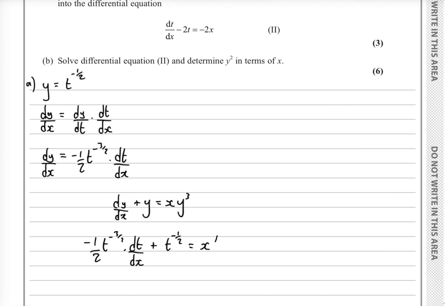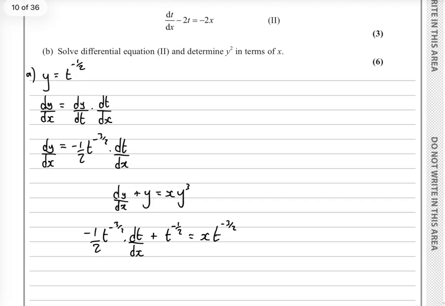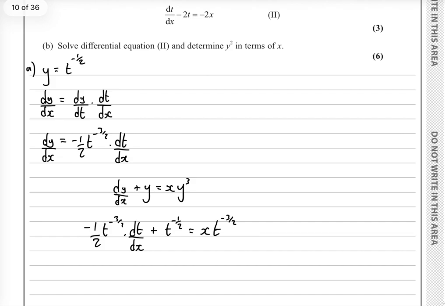And y cubed is t to the minus 3 over 2. Now we can see that the equation given in the question at the top of the screen there, dt by dx needs to be by itself. So I'm going to multiply this by minus 2 t to the 3 over 2. And that will get rid of this bit and leave me with dt by dx by itself. Consequence of that is I get minus 2 lots of t here, which actually looks nicer, and equals minus 2x here, which matches the equation.